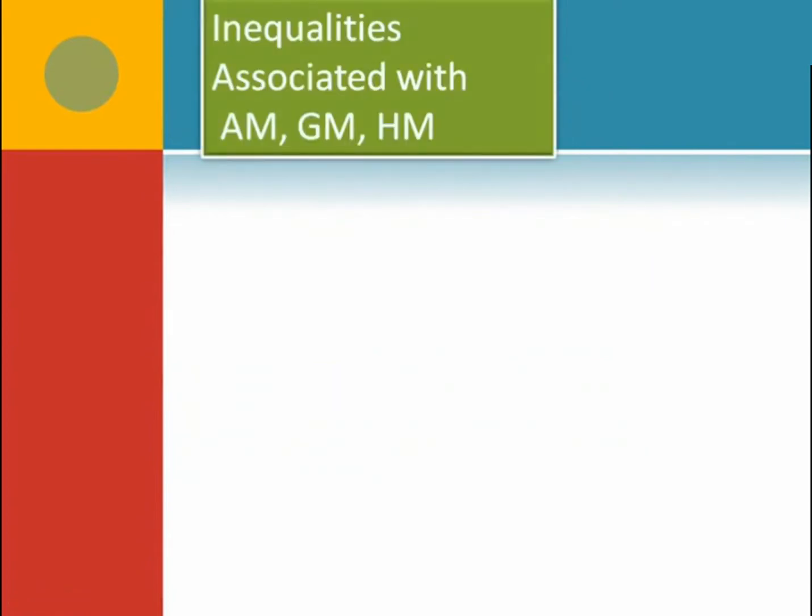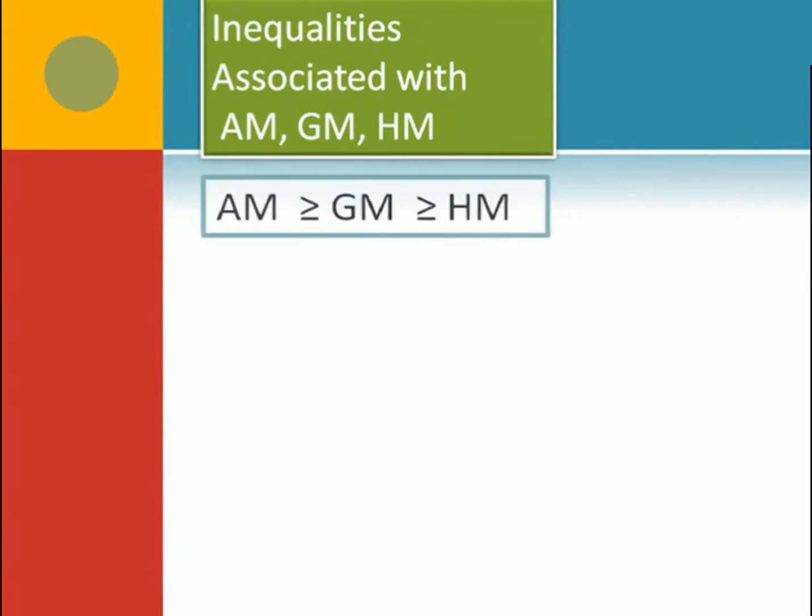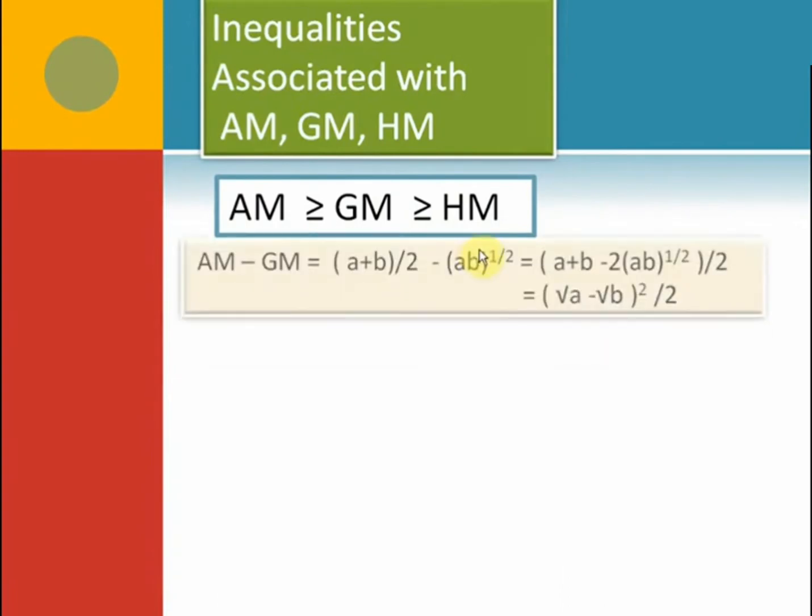Now let's study the inequalities associated with AM, GM and HM. The inequality is AM is greater or equal to GM is greater or equal to HM. So out of these three means, AM is the maximum, GM comes next, and then comes HM, or HM is the least of these three means.